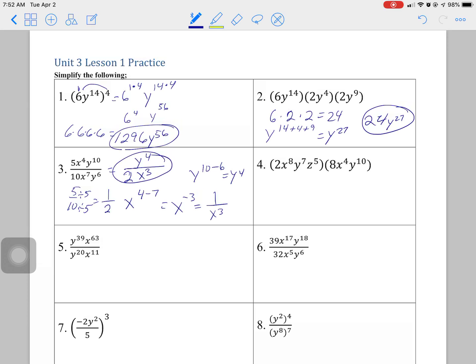and that's our final answer. Because remember, you can put the 1 in there. I don't know if the homework will take the 1 because it's unnecessary, but that's the final answer for that one.